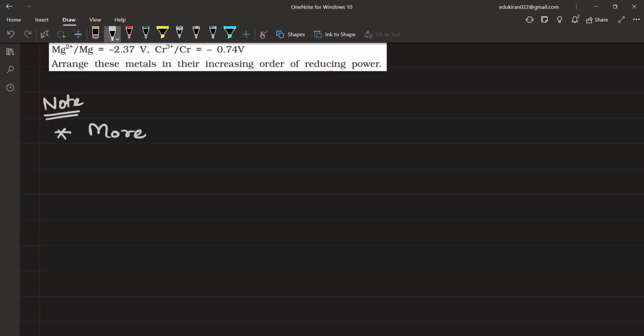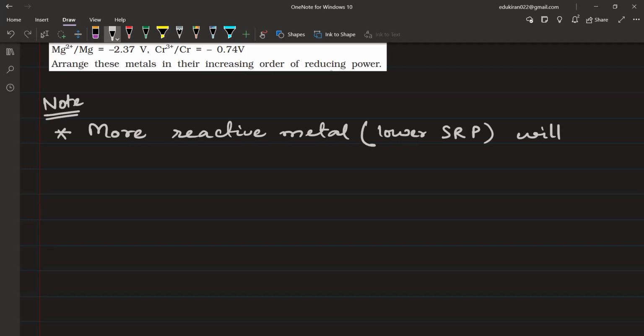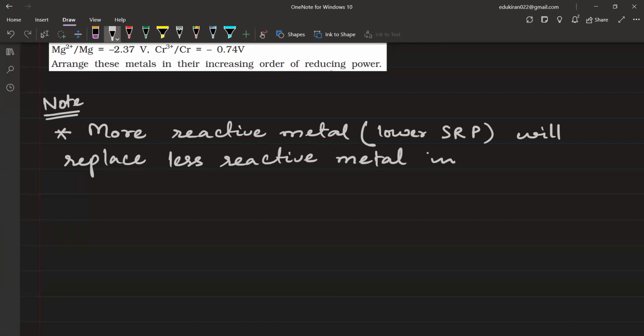More reactive metal, कौन सा होगा? With higher SRP, lower SRP. More reactive metal will replace less reactive metal in a solution.